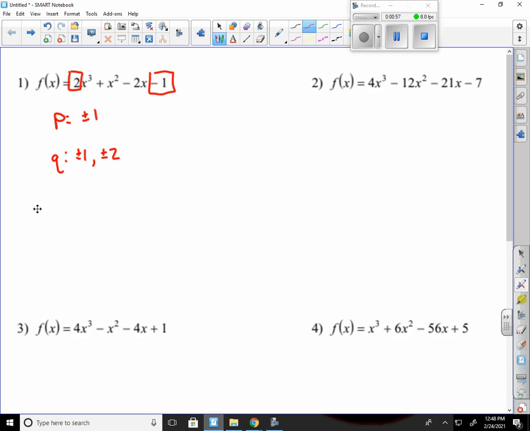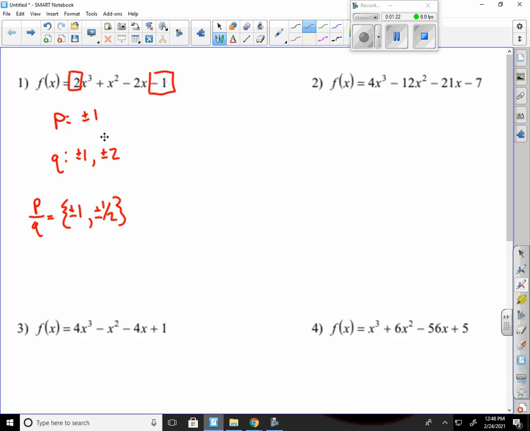Now I need to find my ratio of P over Q. And this will give me my possible rational, or my possible real roots. So 1 over 1 is 1, and it's always positive or negative. 1 over 2 is 1/2. It's always positive or negative.